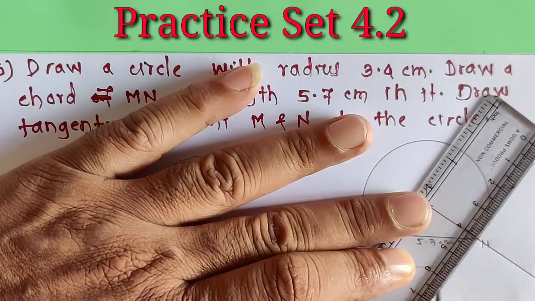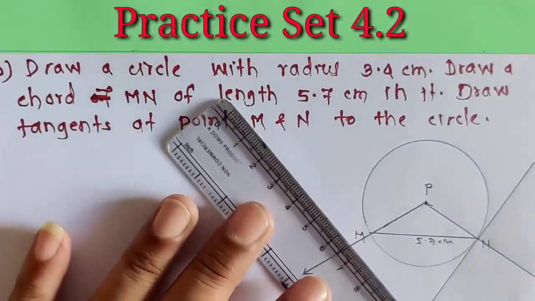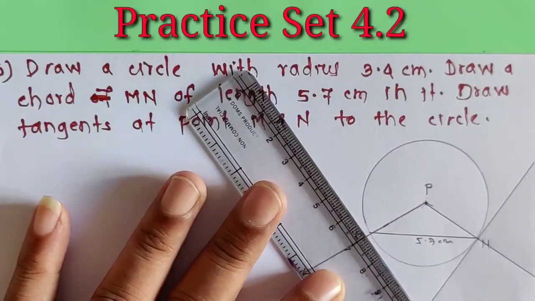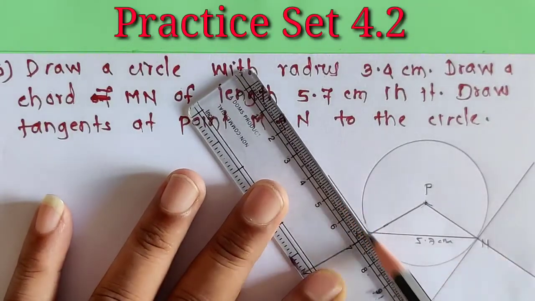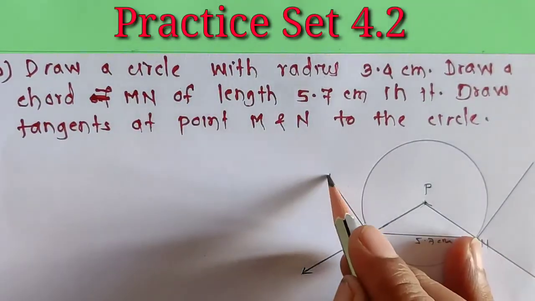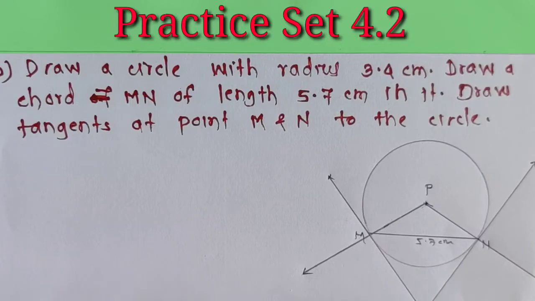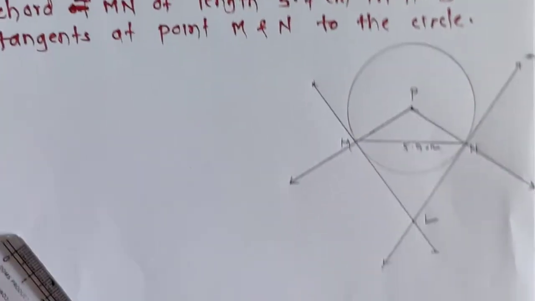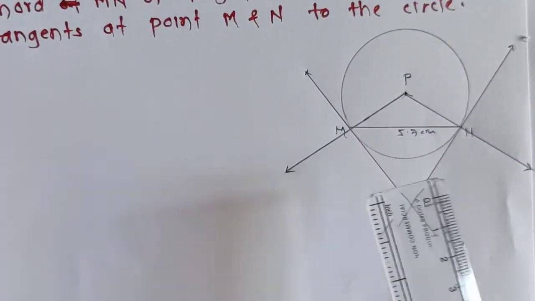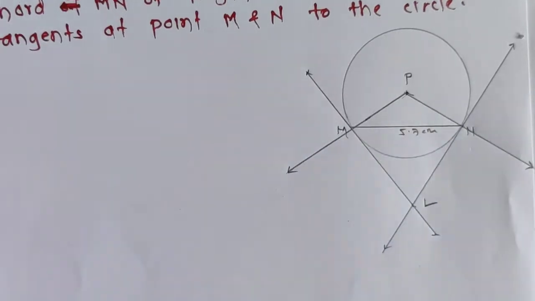So here we get the tangent at N, and here we get the tangent, means perpendicular line, at M, and we get this point of intersection of both these. Let it be L. So here in this way we get the figure. So we have to draw the figure like this.